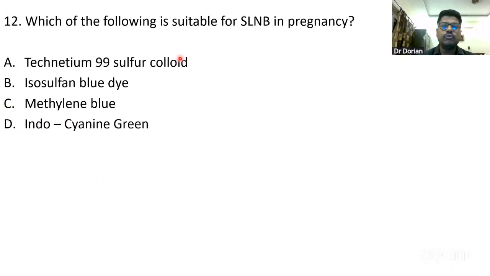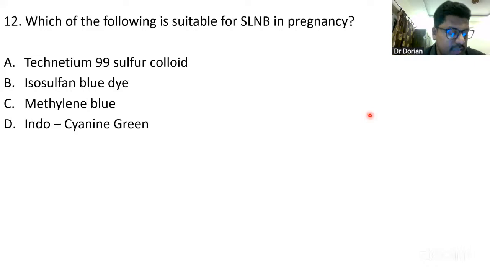Okay. The next question which I saw was this: which of the following is suitable for sentinel lymph node biopsy in pregnancy? They are asking which is suitable. Options: technetium 99 sulfur colloid, isosulfan blue dye, methylene blue, and indocyanine green.